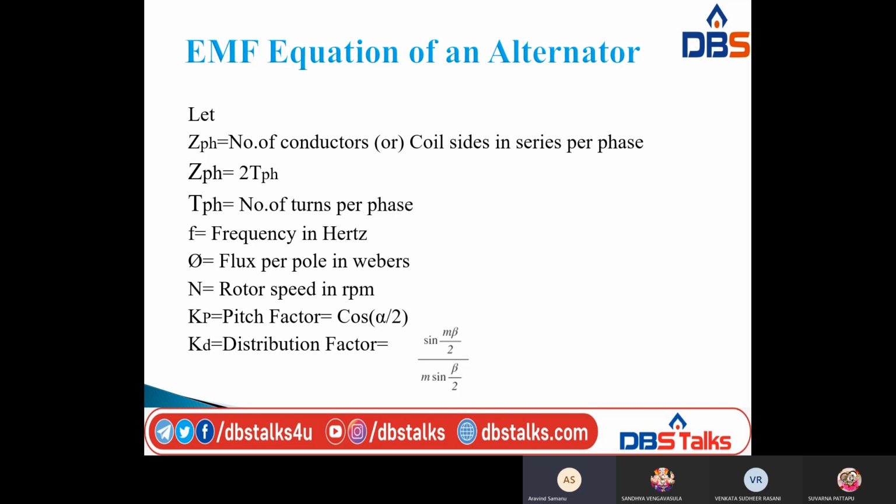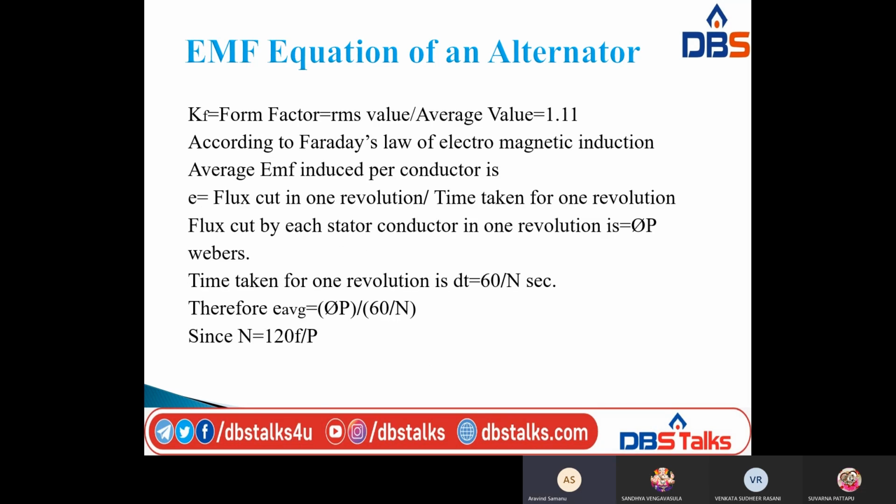And next F, that is the frequency in hertz, and phi, that is the flux per pole in Webers, and next N, that is the speed in RPM, and Kp, that is the pitch factor. I already discussed this in the previous concept. That is pitch factor Kp is equal to cos alpha by 2, and distribution factor Kd is equal to, what is the formula? Sin m beta by 2 by m sin beta by 2. And next we have Kf, that is the form factor. Form factor is equal to, already we know the formula, RMS value by average value.